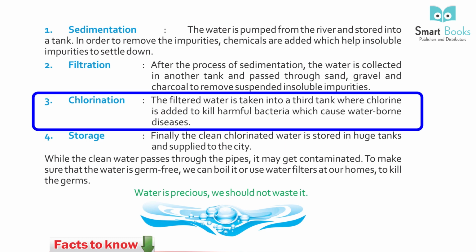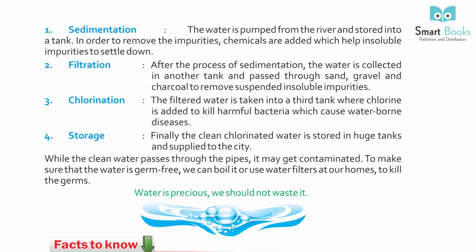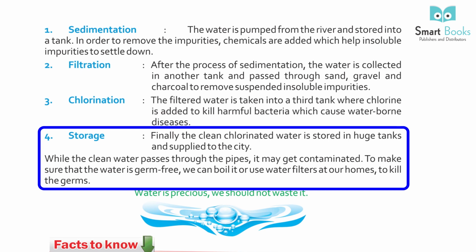3. Chlorination. The filtered water is taken into a third tank where chlorine is added to kill harmful bacteria which cause waterborne diseases. 4. Storage. Finally, the clean, chlorinated water is stored in huge tanks and supplied to the city.